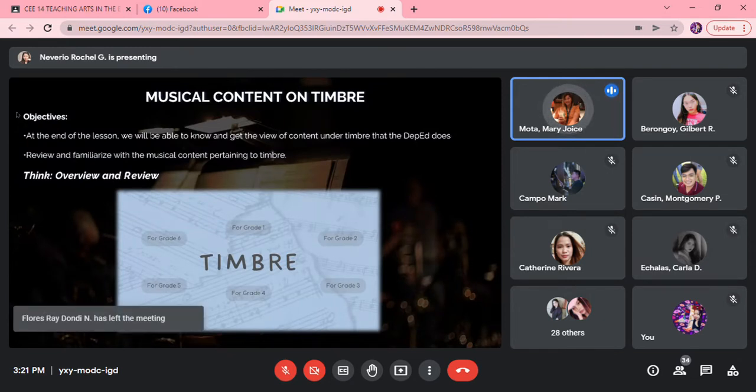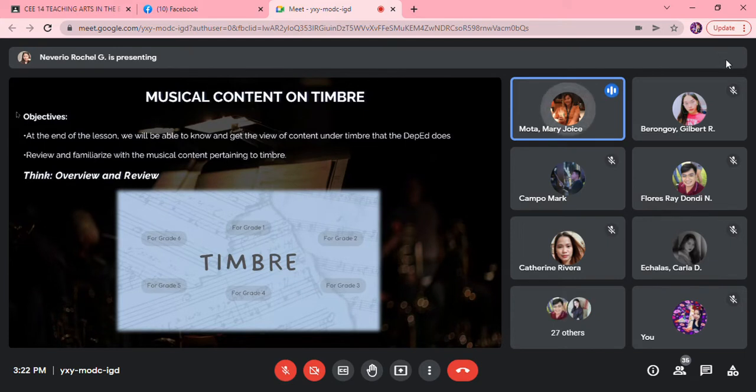Musical content on Timbre. Objectives: at the end of the lesson, we will be able to know and get the view of content under Timbre that TEPED does, and review and familiarize with the musical content pertaining to Timbre. These will be the topics that should be taught to the students in grade 1, grade 2, grade 3, grade 4, grade 5, and grade 6.